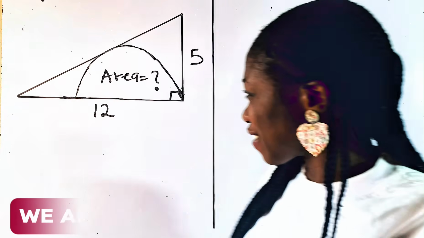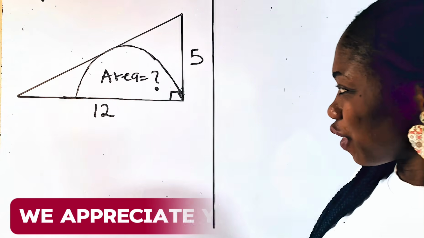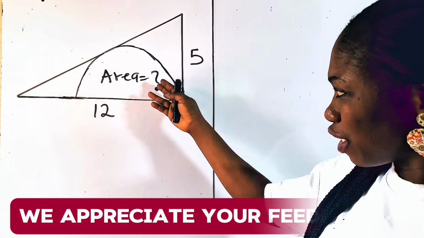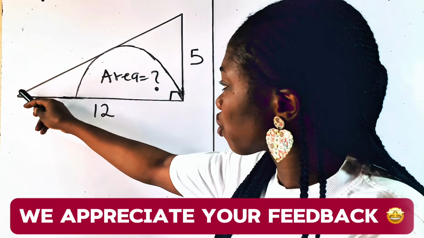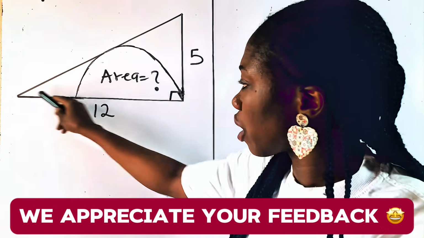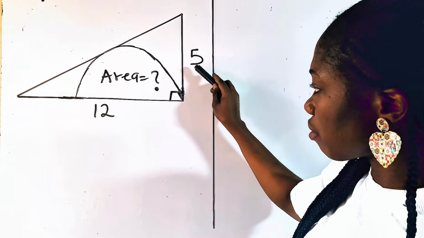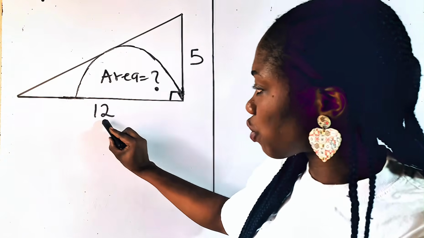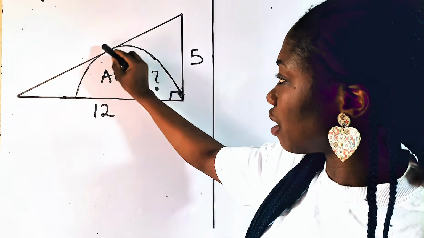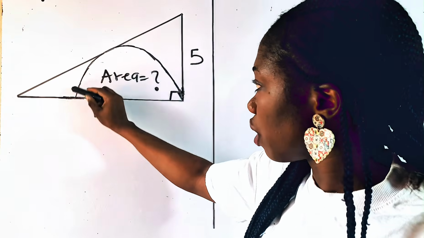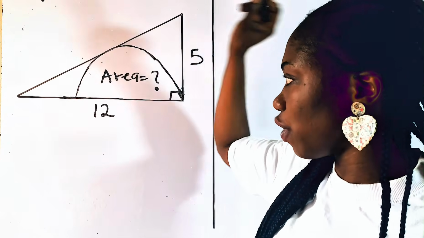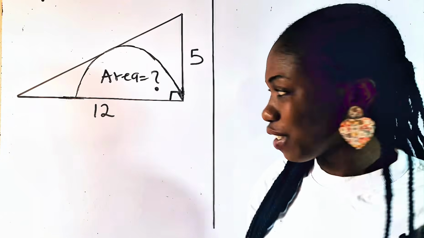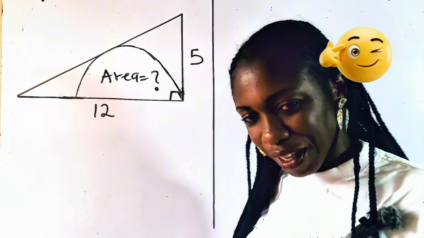Let's crack this geometry tricky question together. When you look at this, what do you think you should do? You are given a right triangle, and this right triangle measures here as 5, and from here to here as 12, and inside this is drawn a semicircle that touches this part of the right angle triangle at a point. And the question says find the area of the semicircle.